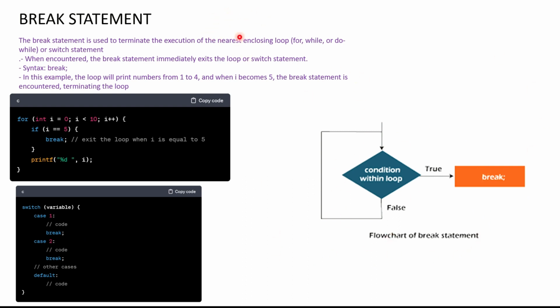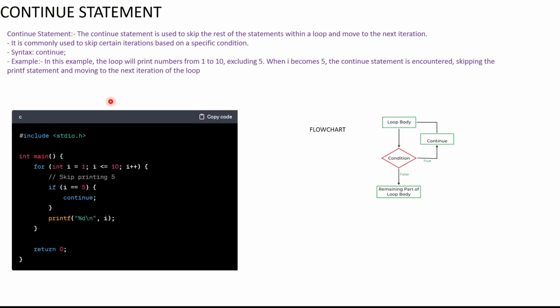So the next jump statement is the continue statement. The continue statement is used to skip the rest of the statements within the loop and move to the next iteration. The syntax of the continue statement is just like the break statement, just the continue keyword followed by a semicolon. As you can see in this example, we are using a for loop where we initialize the value of i to 1 and the condition is i less than or equal to 10, then increment the value if the condition is true. So how does this work?